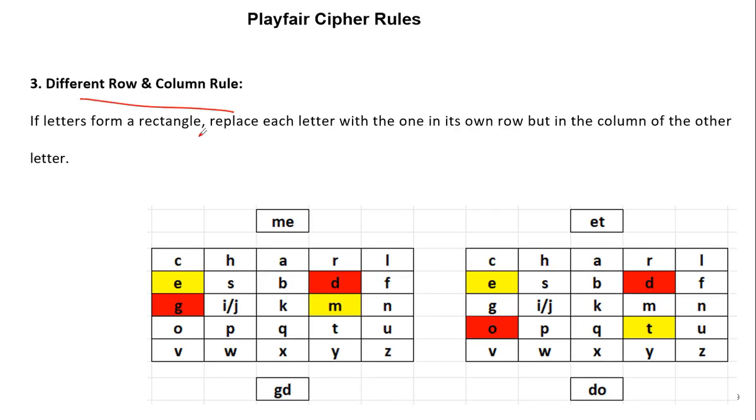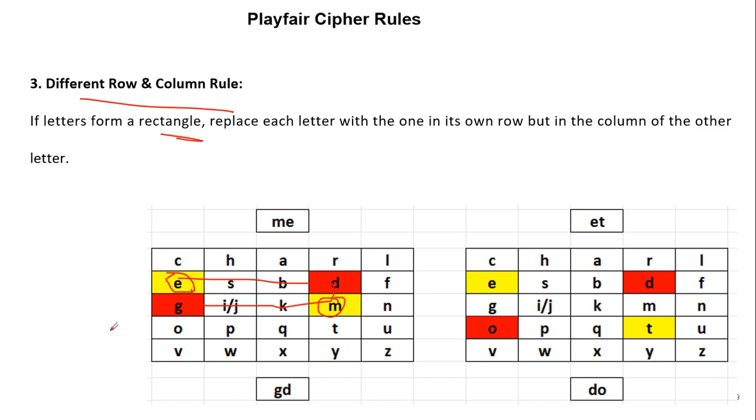Different rows and different column rule. If letters form a rectangle, replace each letter with the one in its own row but in the column of the other letter. For example, see ME. Here we can see that this M and E are not in the same row or same column, but they form a rectangle. So this rectangle gets formed. Here for M we replace by the one in the same row, that is G, and the next character is E, we replace with D.